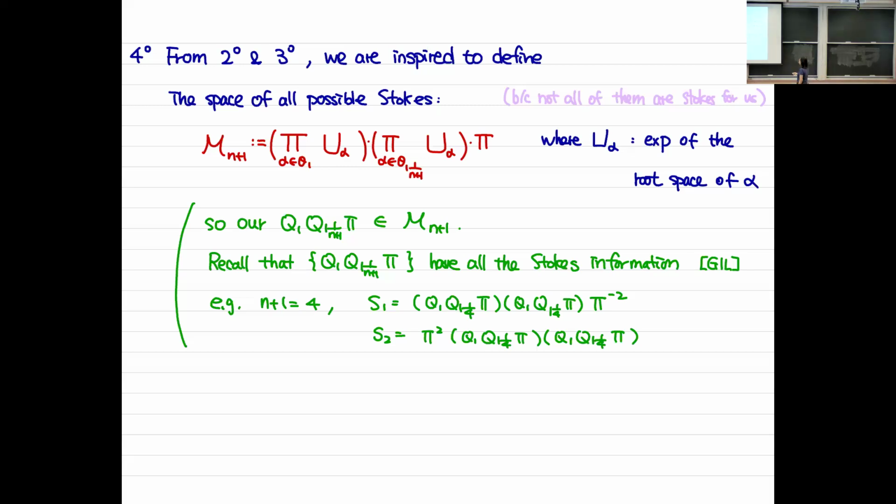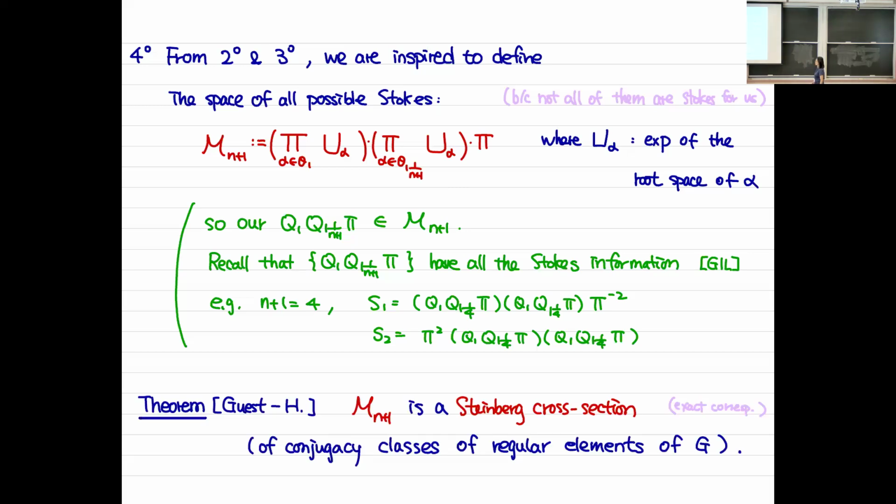For instance, our Q, Q pi that we saw earlier naturally lies in here because of the way we defined it. Combining Q, Q pi as one element M will give us back all the Stokes that we want, S1 and S2, in a very simple form. So this really encodes all the information that we need. We call it possible Stokes because not all of them correspond to solutions. Not all of them are actual Stokes that we want, but it's a bigger space.